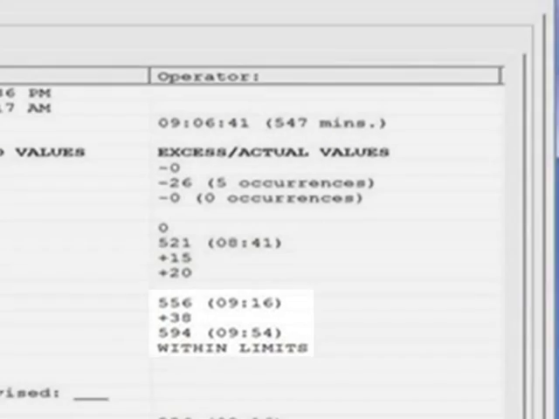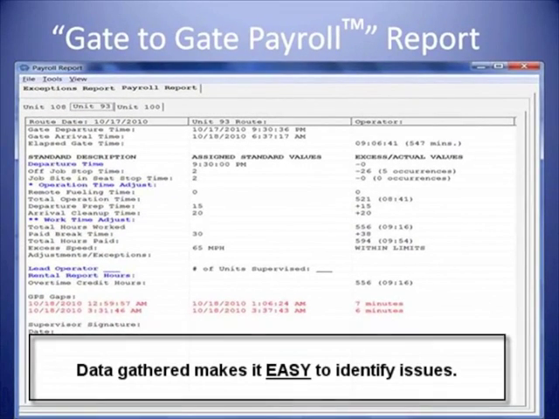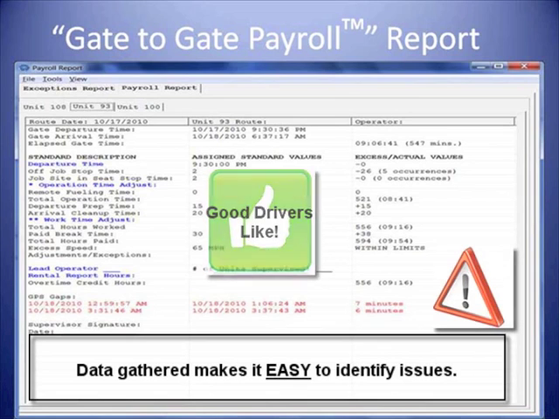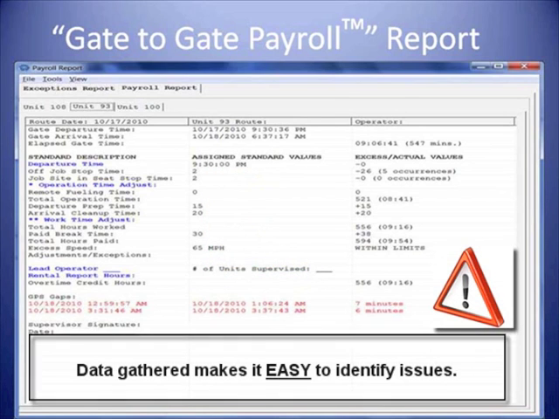While that seems like a lot of data, the system calculates all of this without effort. Good drivers like the system because they make more money. However, the data presented also makes it easy to identify and document the drivers not doing the job.